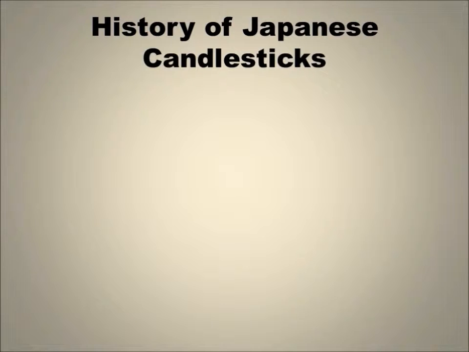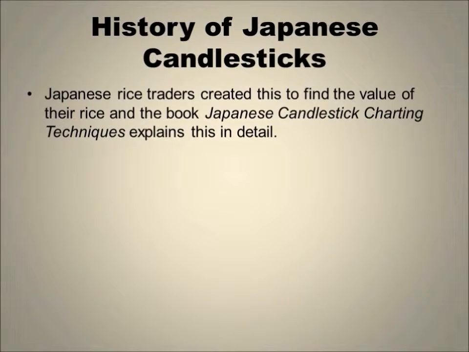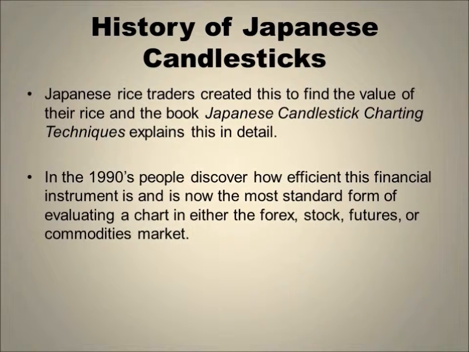As I mentioned previously in my video, Japanese candlesticks were developed by rice traders in Japan during the 16th century in order to determine the value of their rice. If you would like more information on the history of Japanese candlesticks, you can read this book, Japanese Candlestick Charting Techniques. Now, in the 1990s, many investors, both in the stock and Forex markets, realized just how valuable this information is in determining trends and places to open a position.